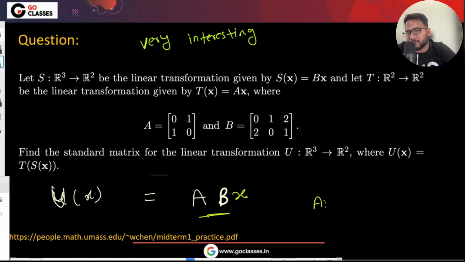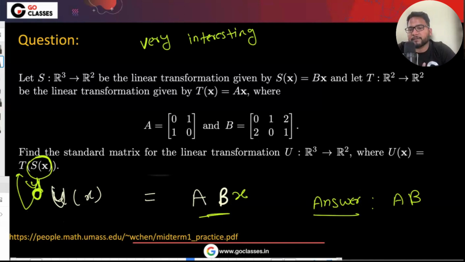Okay, so the answer is AB. You can multiply A and B, you can get your answer. I mean, this is a composite function. I hope you understood what I'm trying to say. First, you are taking the transformation using S, and then you assume this is Y. Then you're taking the transformation using T, right?